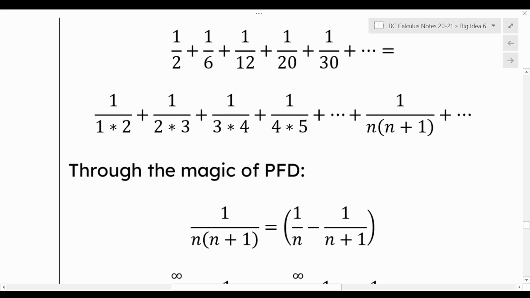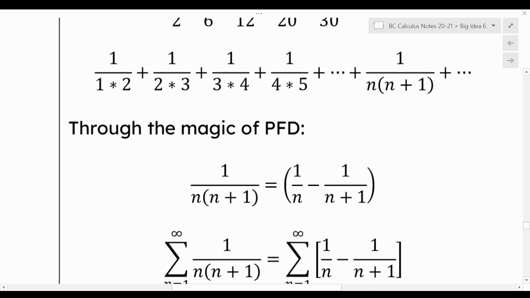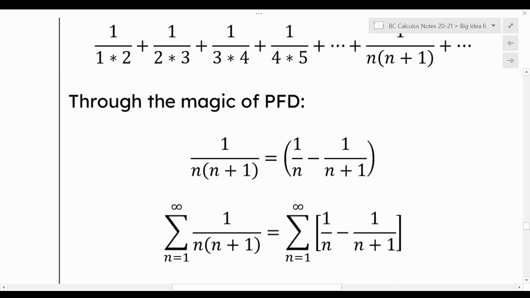It is a check. So the sum from 1 to infinity of 1 over n times n plus 1, which would be that original series I told you about, is the same as the infinite sum from 1 to infinity of the partial fraction decomposition piece, 1 over n minus 1 over n plus 1. So it looks like we've just done more work for ourselves here, right?